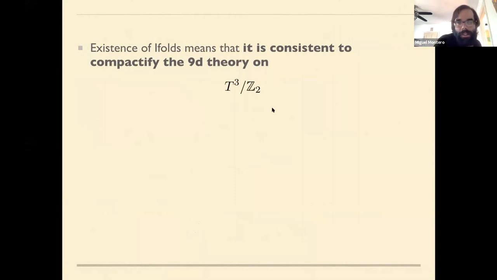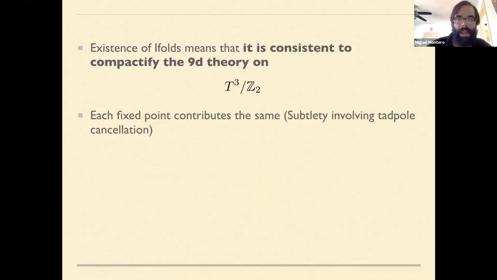So if in nine dimensions I have I-folds, that means that I can compactify the 9D theory on this thing, on the orbifold of the torus, where I have basically eight fixed points, and that means eight I-fold compactifications. Now, all these eight fixed points, they are the same. They look exactly the same. So whatever contribution they have to the effective theory is going to be the same. There is some subtlety involving tadpole cancellation, which I will be discussing shortly. But let me ignore it for the moment.